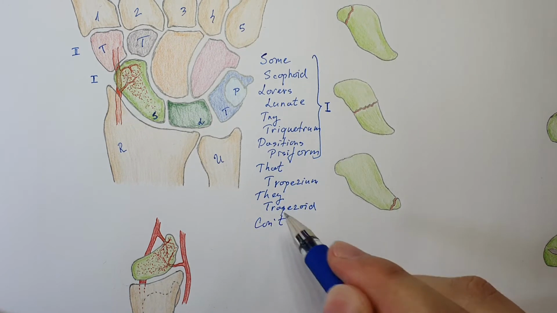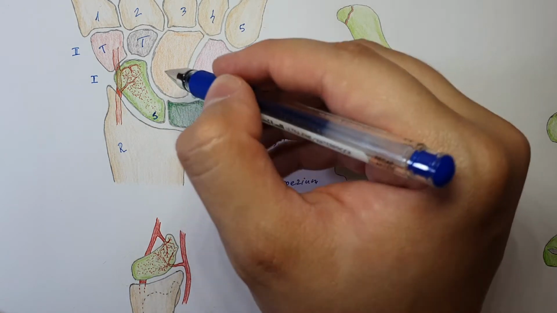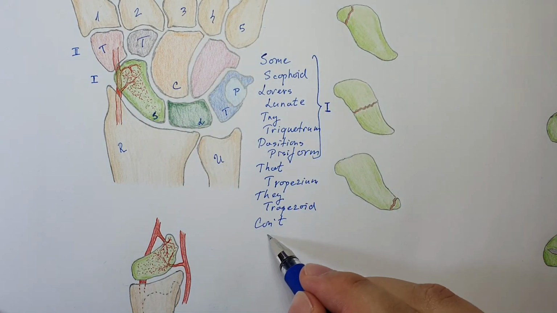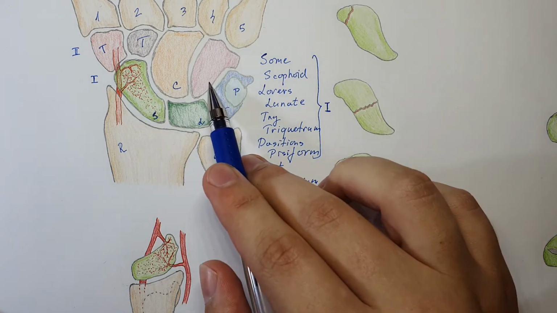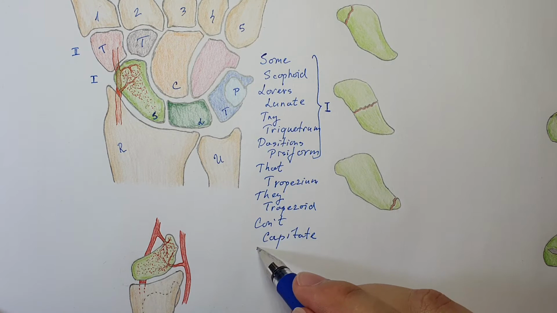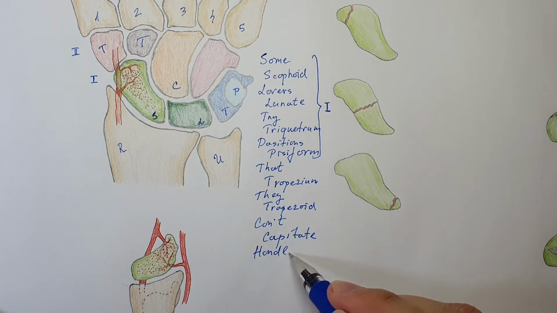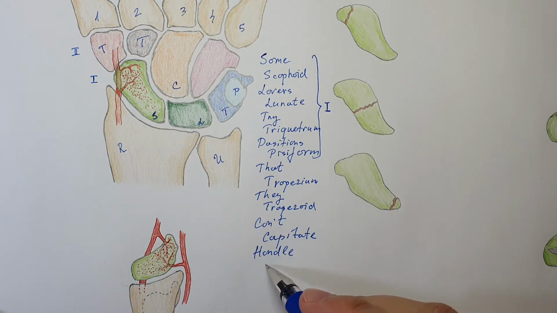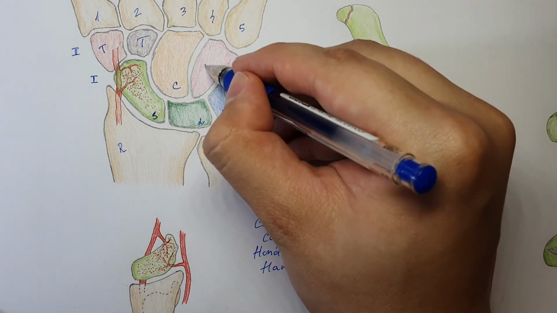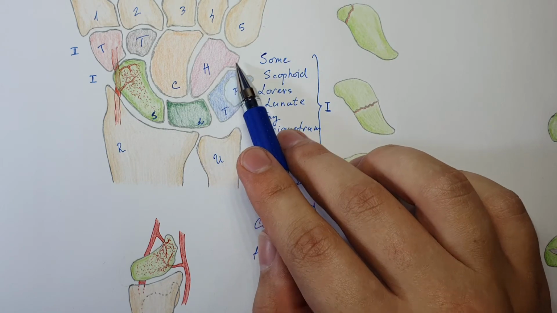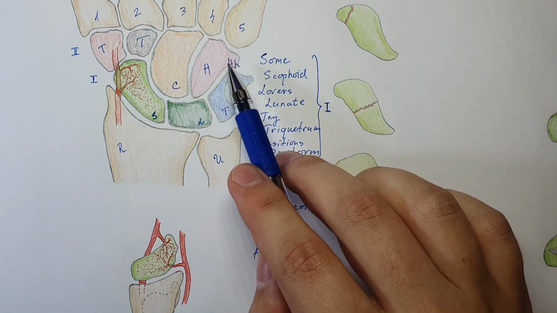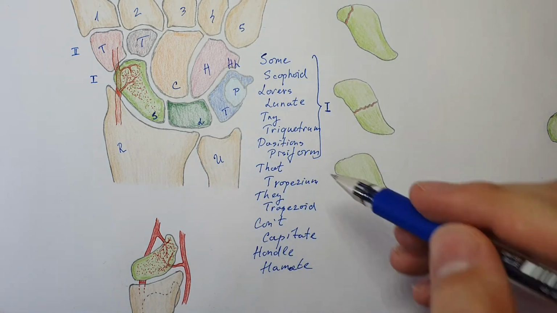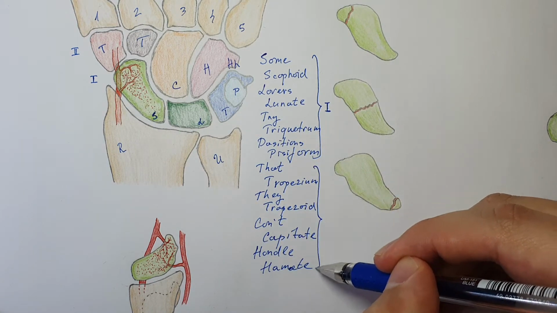"Can't" for this bone, which is called the capitate. And the last is the hamate, or "handle" for the hamate. So this would be the hamate bone. The hamate bone has this hook called the hook of the hamate. It is also very important because it can fracture. So this would be the second row of bones, the distal row.